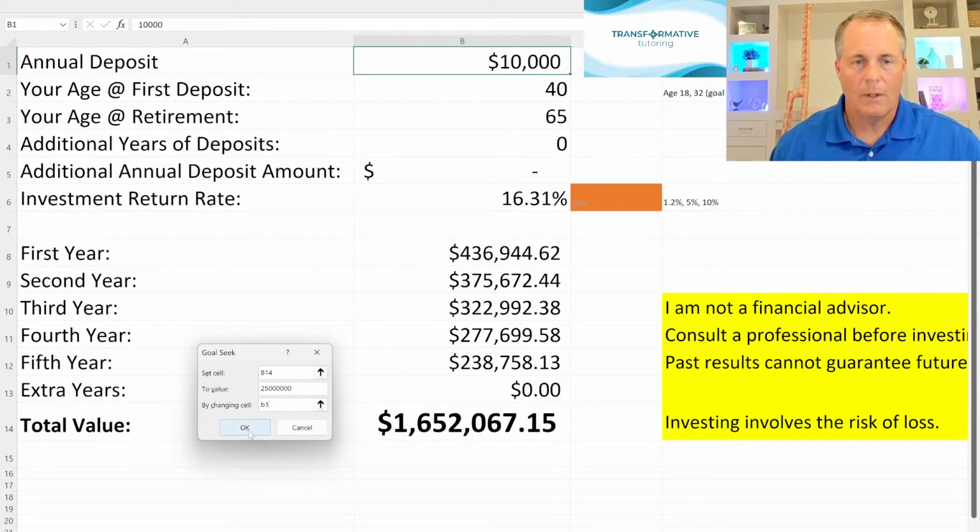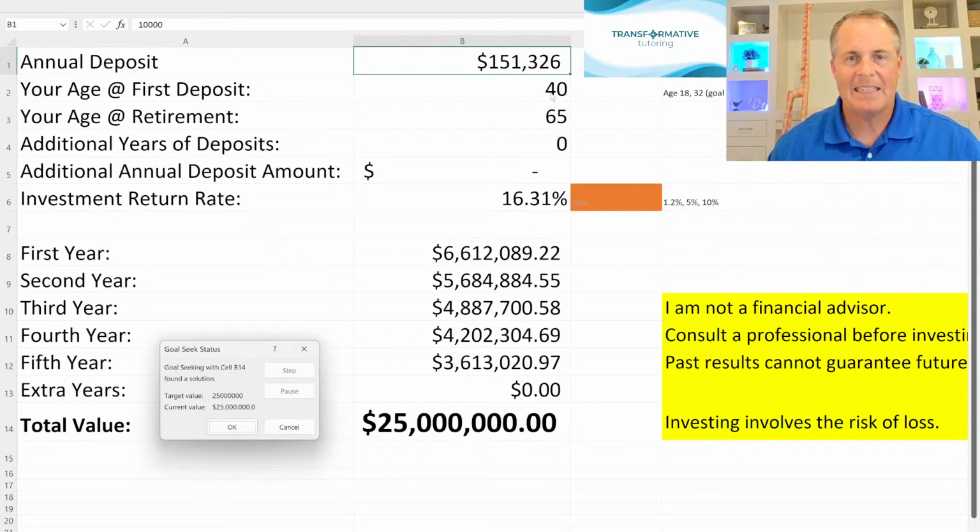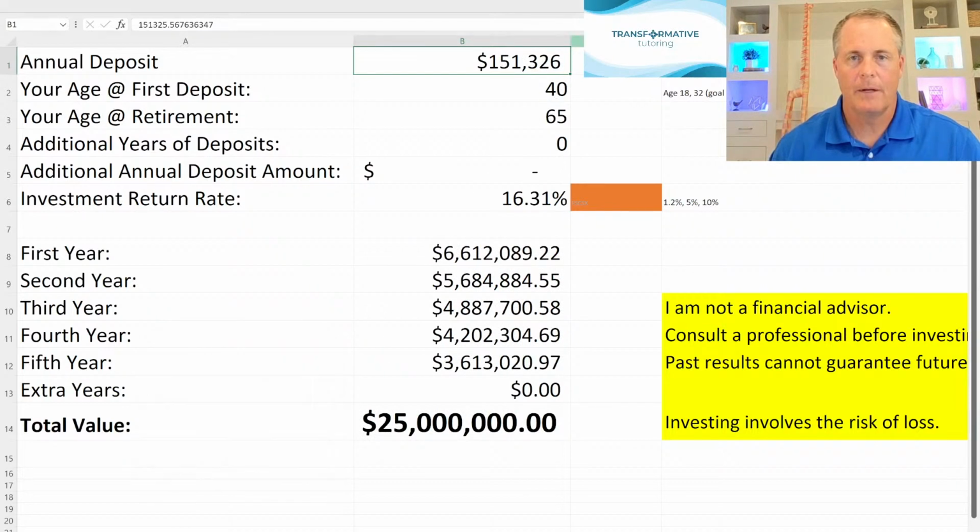And so what this is, if I waited until I was 40, okay, you can see the 40 up there. If I waited until I was 40, I'd have to put in $151,000 a year for 5 years. So that's $750,000. I mean, it's pretty hard to save $151,000 a year. But that's what it would take in order to still end up with $25 million. So please do not wait until you're 40 to start saving, because it's kind of getting to be a little too late at that point. You've got to do it.